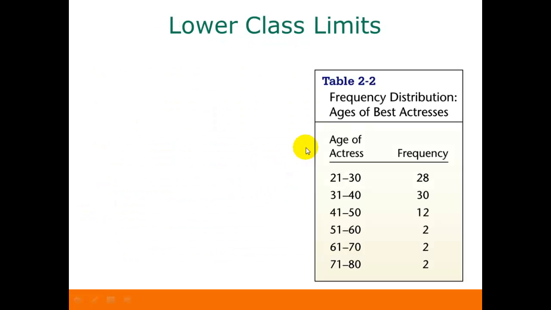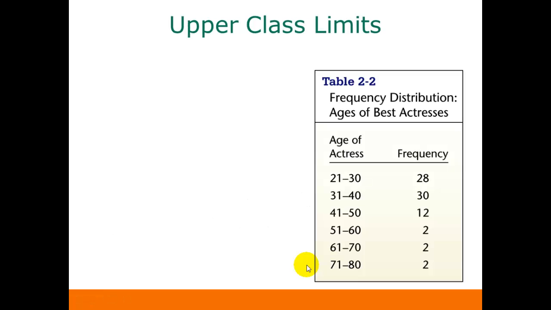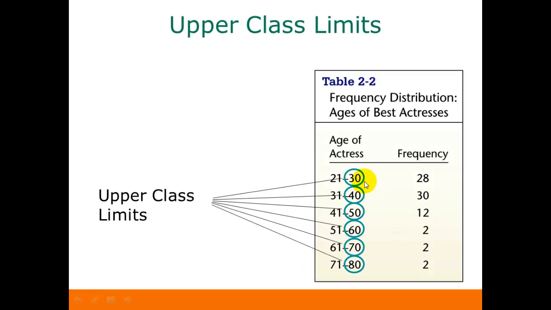Here's the frequency distribution for the ages of actresses who won the Best Actress award. So here are our classes, 21 to 30, 31 to 40, and so on. The lower class limits are just the first numbers in each class, so 21, 31, and so on up to 71. Then the upper class limits are the largest numbers in each class. And notice that here, because our ages are just given in years, we go from 21 to 30, and then the next class starts at 31.